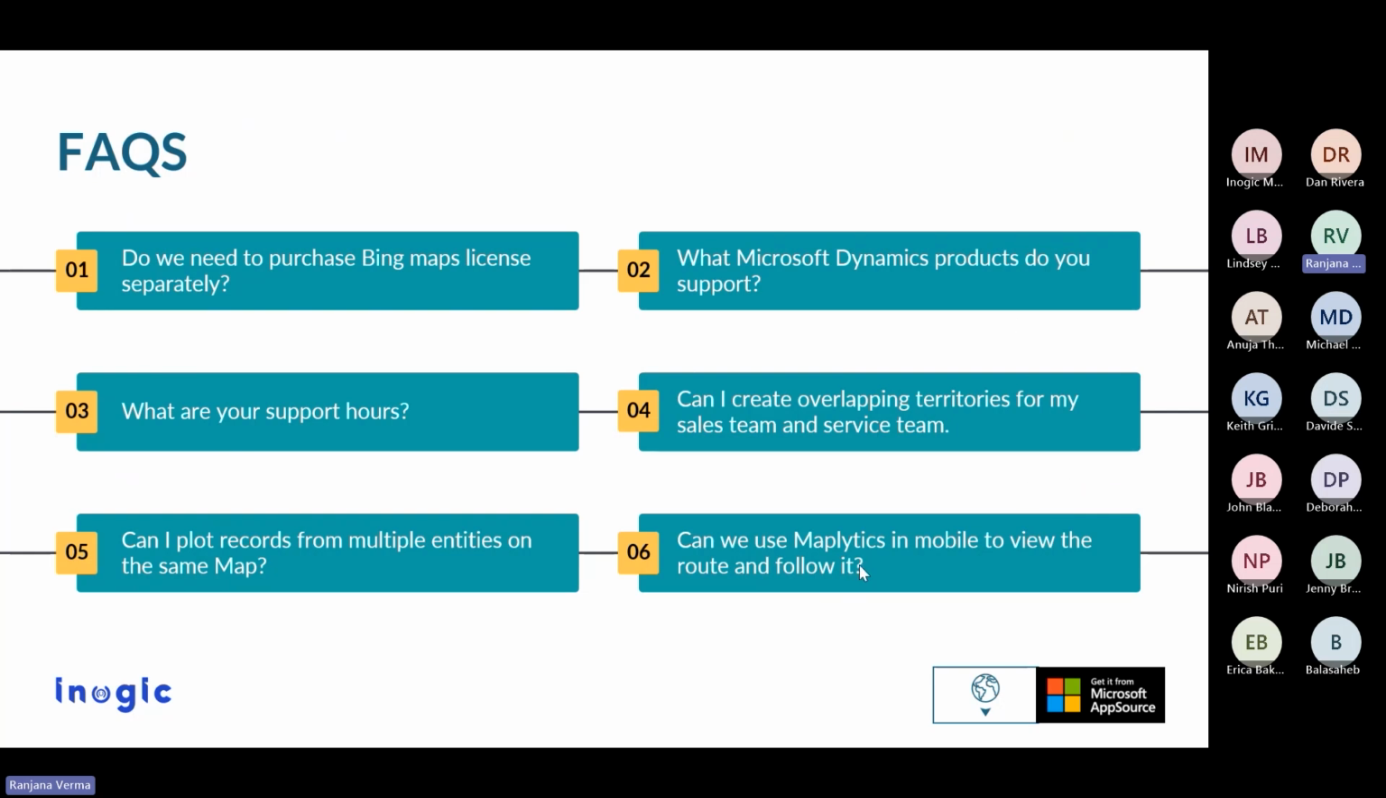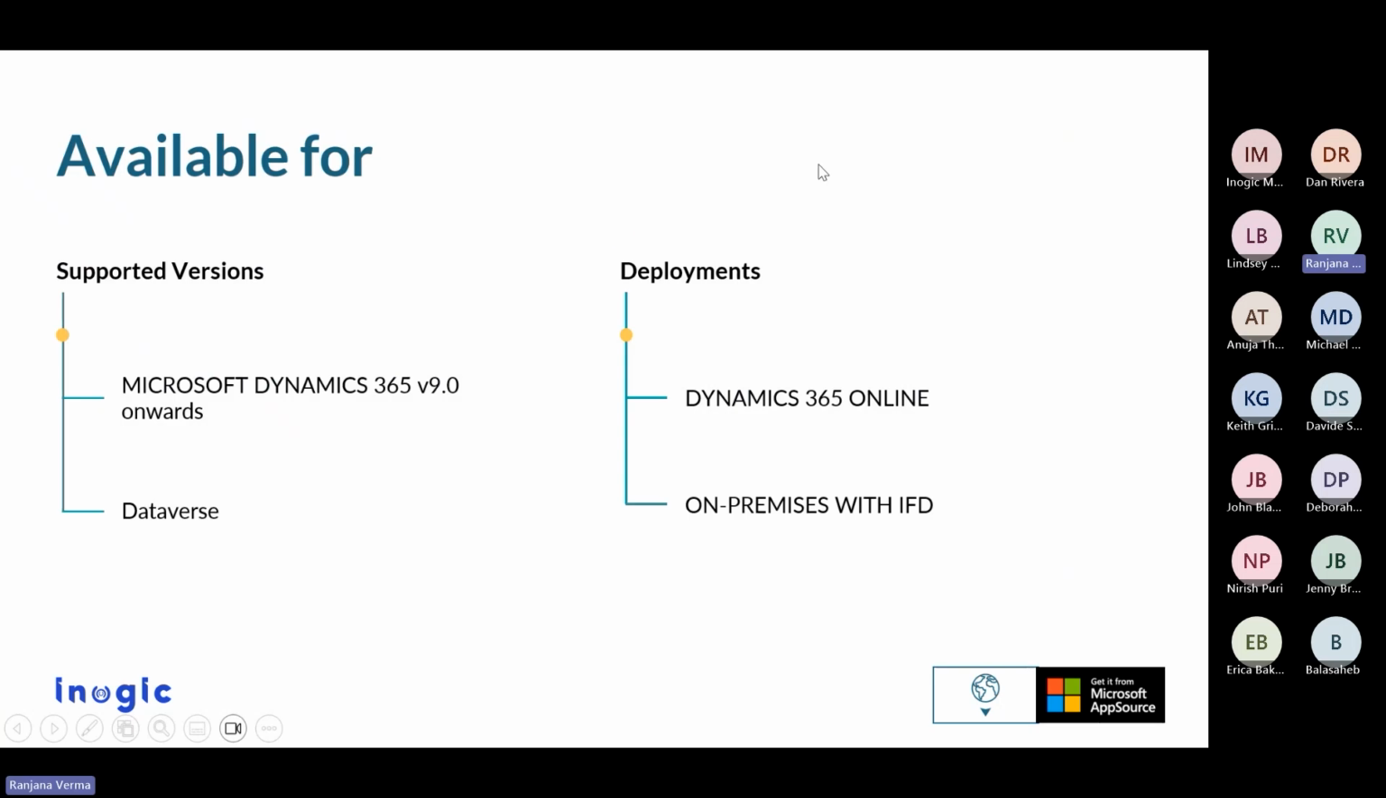How does Maplytics look like in mobile? Again, I have given a complete overview of how that looks like. Can we plot multiple entities together? Yes, you can plot multiple entities together. In fact, you can plot your external data also right now, right? So you can do that. Having said that, Maplytics is available on Dynamics 365 CRM, Power Apps, right? And for both the deployments, that is online as well as on-premise.